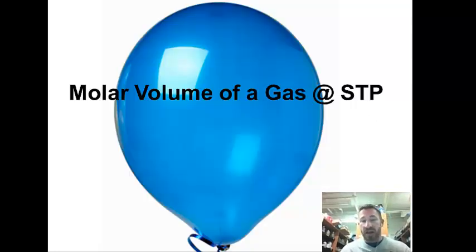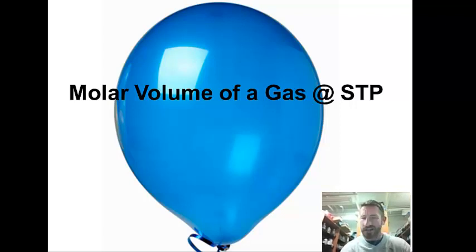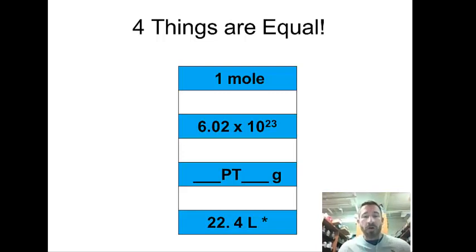Now the big topic, molar volume of the gas at STP. And how does this have to do with the mole? Well, it has a lot to do with this unit. So far we said 3 things are equal. Now I'm going to tell you that there are 4 things that are equal. 1 mole is equal to 6.02 times 10 to the 23rd, Avogadro's number. It's also equal to the mass in the periodic table. And it's also equal to 22.4 liters.